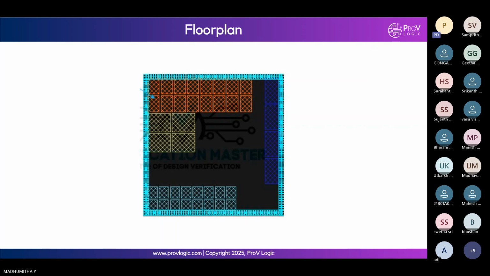Once we get the gate level netlist from the synthesis team, we will proceed to floor plan. In this floor plan stage, we will place the macros, and then we will run a series of checks on them. Once it is verified and passed, then we will move to another step called power plan. Can you go to the next slide?